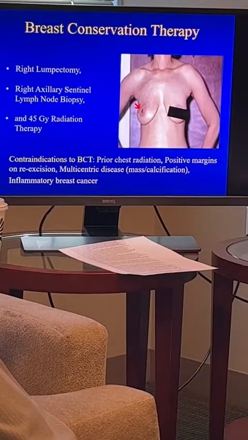And then finally, an entity called inflammatory cancer. Inflammatory breast cancer involves the skin, and you'll get red changes over at least 1/3 of the breast, and those are very aggressive and should be treated by mastectomy, and usually in conjunction with chemotherapy, even before you do the mastectomy.